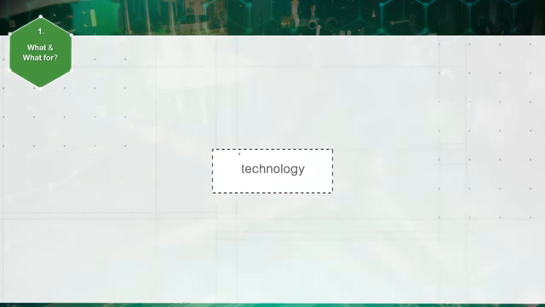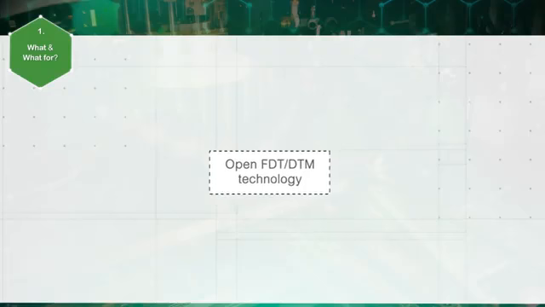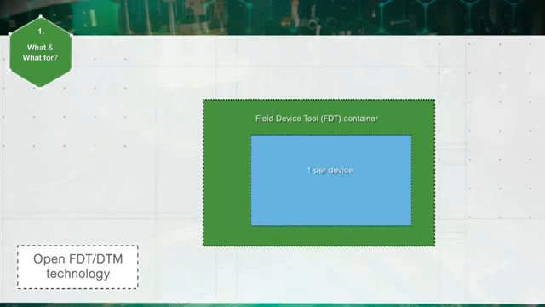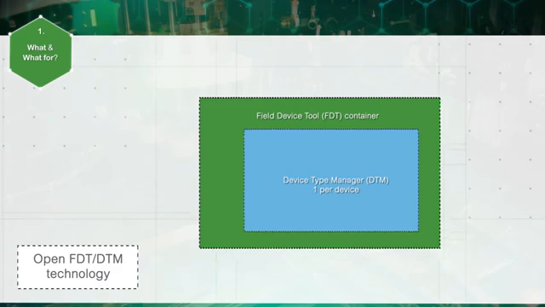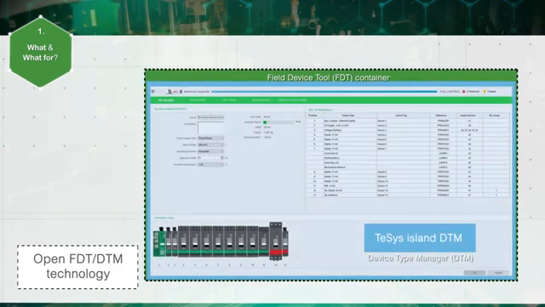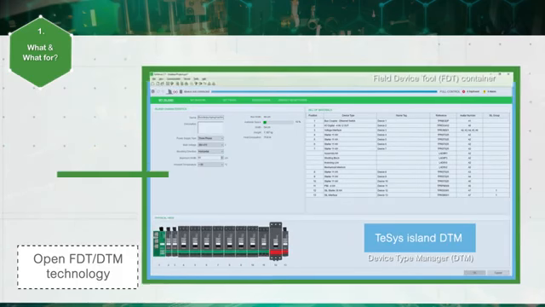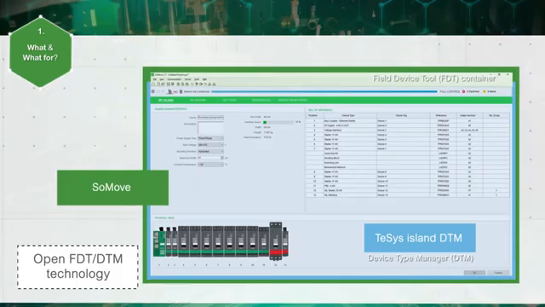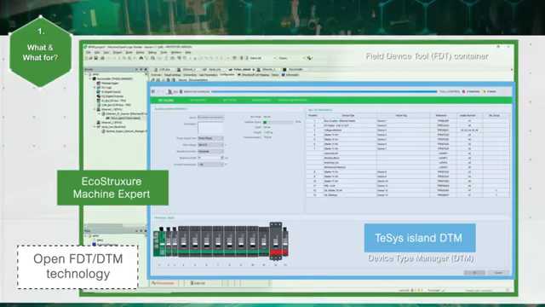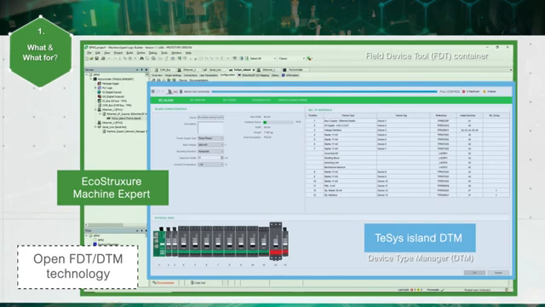The TeSys Island engineering tools are built using OpenFDT DTM technology, Field Device Tool, Device Type Manager. Once the TeSys Island DTM is installed, it can be used by any FDT containers. The engineering tool is then a combination of the DTM and SoMove or EcoStruxure Machine Expert or third-party tools such as Pactware or M&M software.